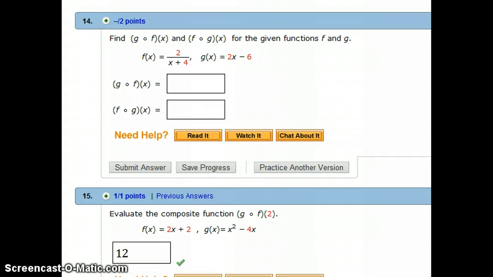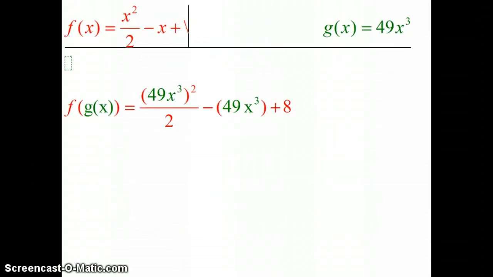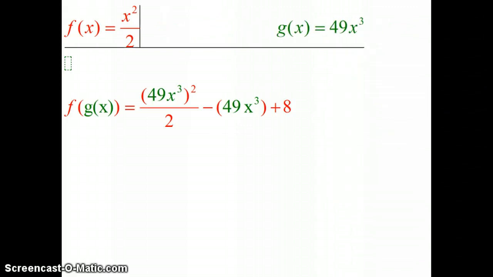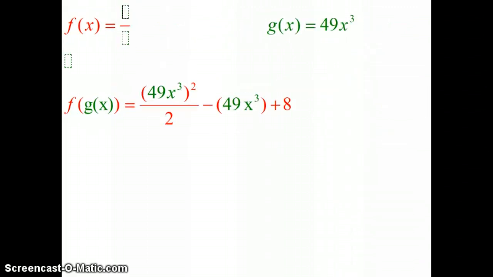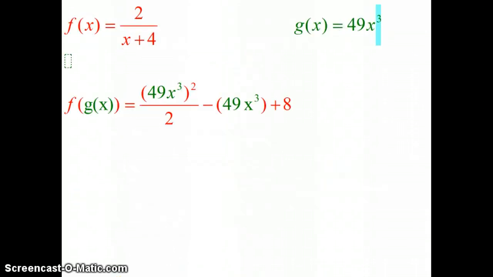We have f of x is 2 over x plus 4. So f of x is... program didn't like me there. F of x is 2 over x plus 4. That's going to be our red function there. And when we're looking at our green function, it's going to be 2x minus 6. Replace this guy here with 2x minus 6. Alright, here's our red function, here's our green function.